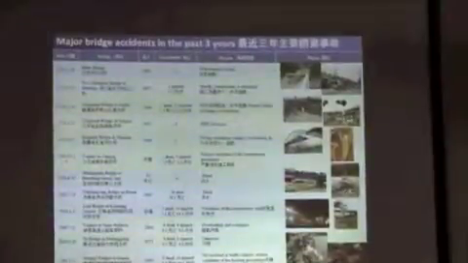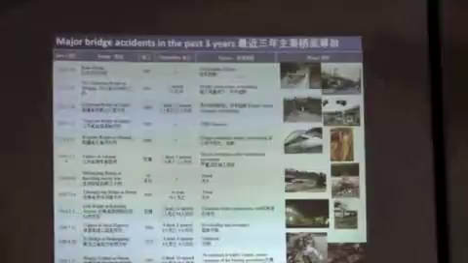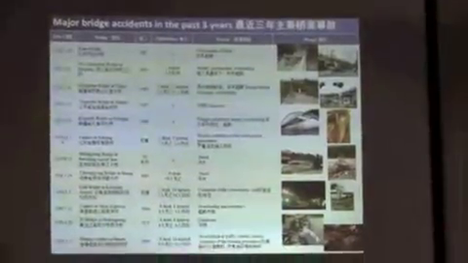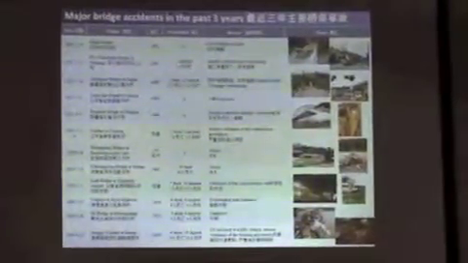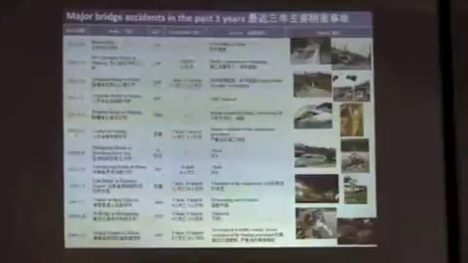But it's not just old infrastructure. This is a list of the failures of bridges in China in the last 3 years. I got this slide from Professor Yozo Fujino. And so the area of structural health monitoring is important, especially in economies that are rapidly developing, such as we see in China.